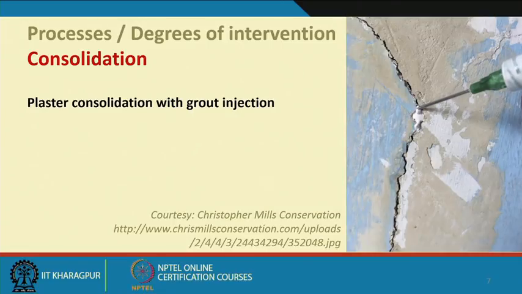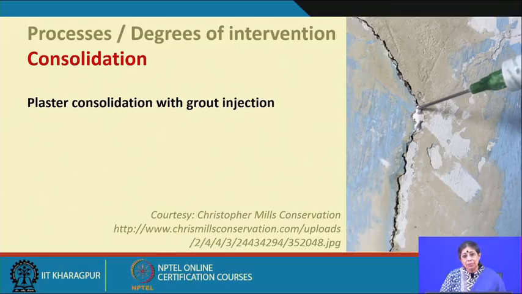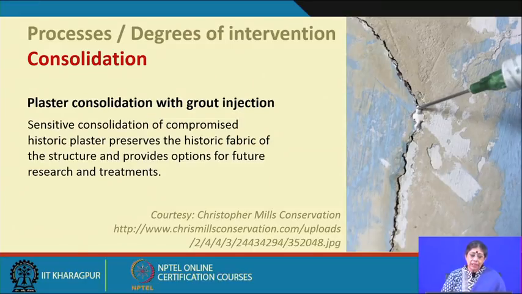Sometimes they may contain some marks, they may contain certain paintings and other things, but even without that, to keep the original plaster is absolutely very important if it is possible. So, this plaster consolidation with grout injection is one of the very practiced techniques, where we put some sort of grouting material behind the surface, so that it can again adhere and this strength is revived. So, what is that? It is the sensitive consolidation of compromised historic plaster. It preserves the historic fabric of the structure and provides option for future research and treatments.